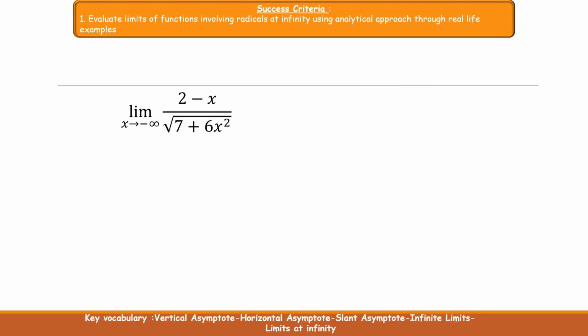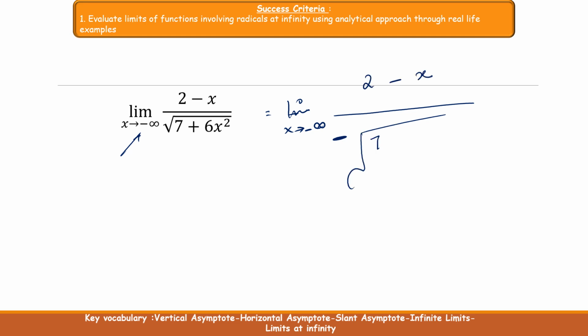So the main idea is that whenever you have a negative infinity sign, the first thing is that you will write the negative sign before the square root to avoid confusion, and when you apply the limit, you will write the positive infinity.